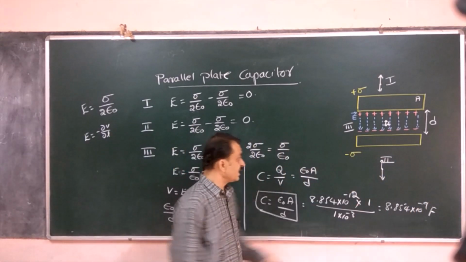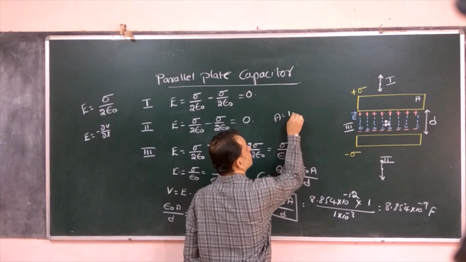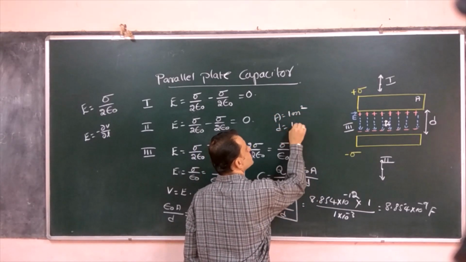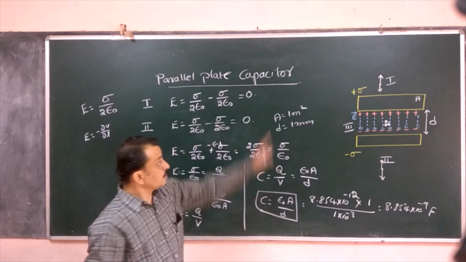Here A is equal to 1 meter square, and the distance of separation is 1 millimeter.